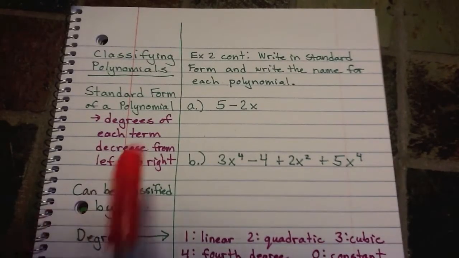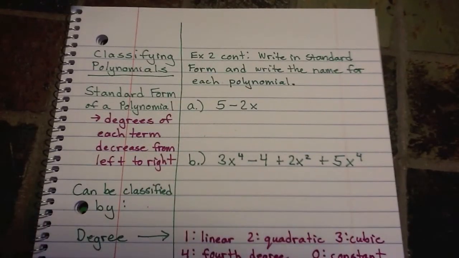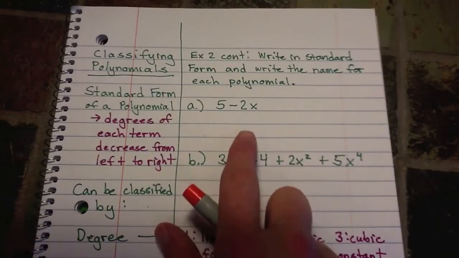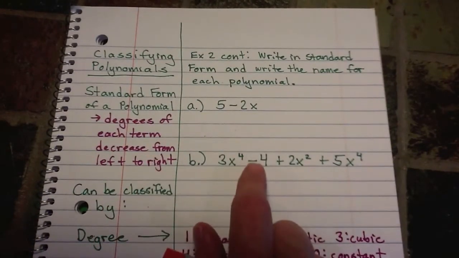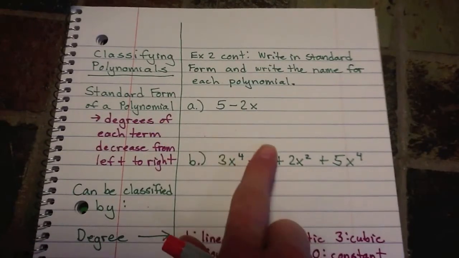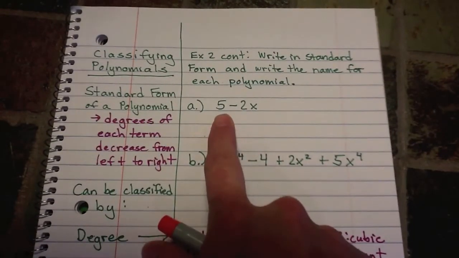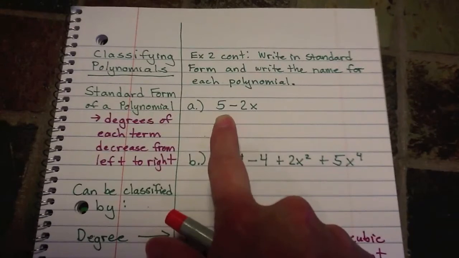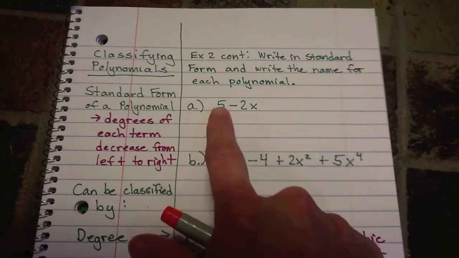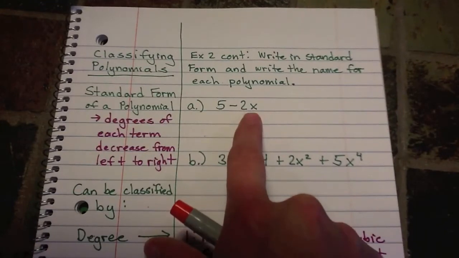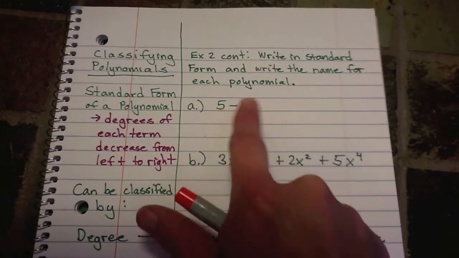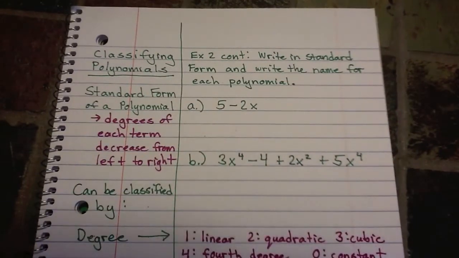Go ahead and write this down for example 2. Hit play when you're ready to go through it. Because it's asking you to write this in standard form, you need to look at your degrees of each term. Make sure your highest degrees go first, your lowest degrees go last. If we were looking at the degrees of each of these terms, the degree of this term is 0, because there's no variable, and the degree of this term is 1. So this is our highest degree. It needs to go first.